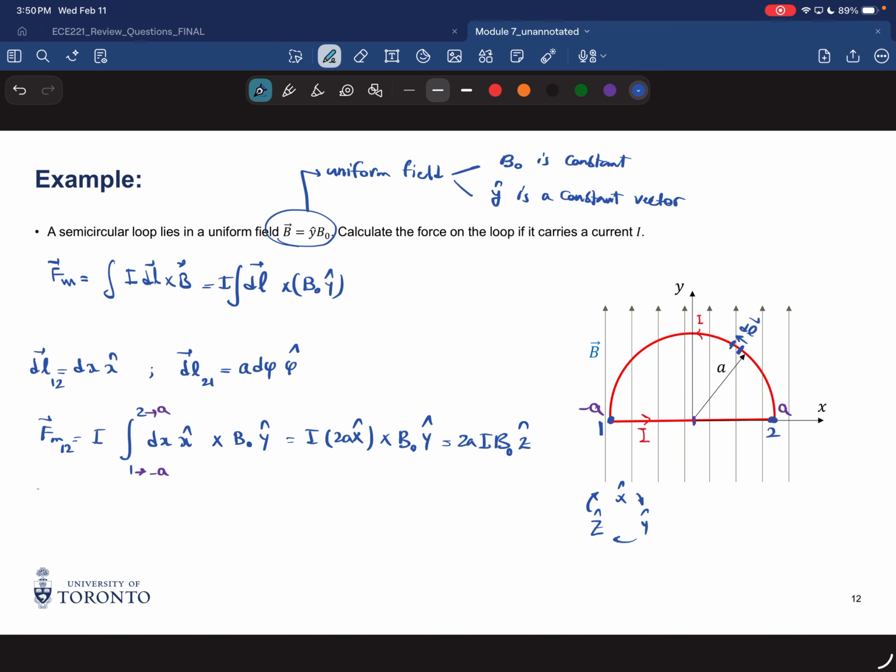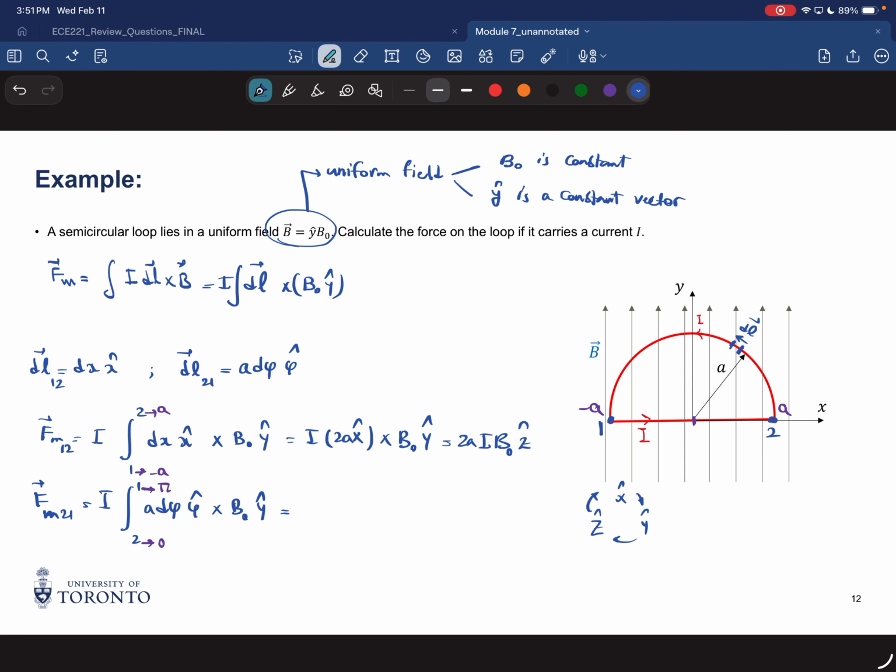Now, let's go to the second part. Fm 2 to 1. That's I. We are moving from point 2 to 1. dl of 2 to 1, which is a d phi, phi hat cross B naught y hat. And here, at point 2, what is phi? 0. And point 1 is pi, 180 degrees.